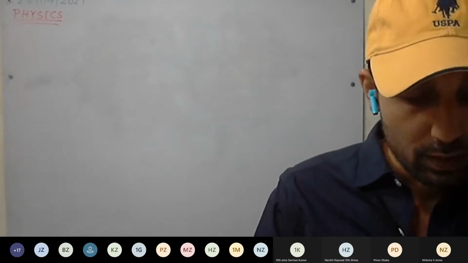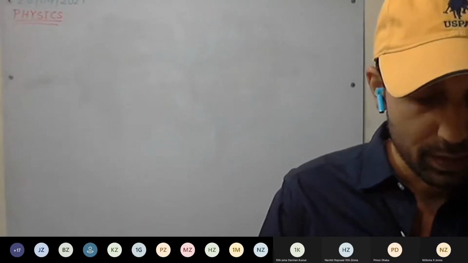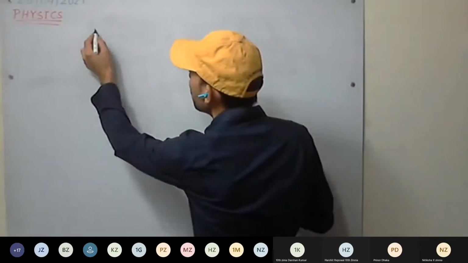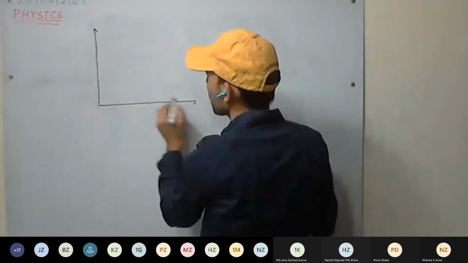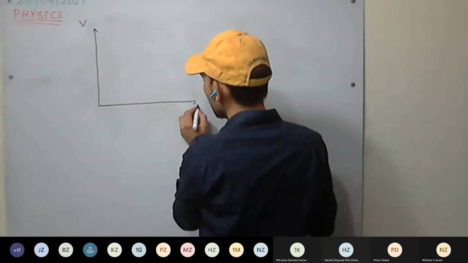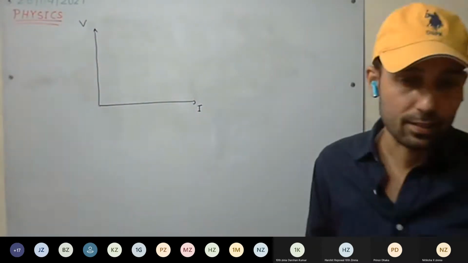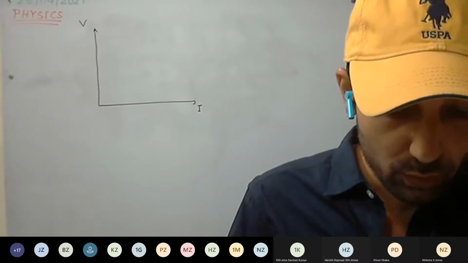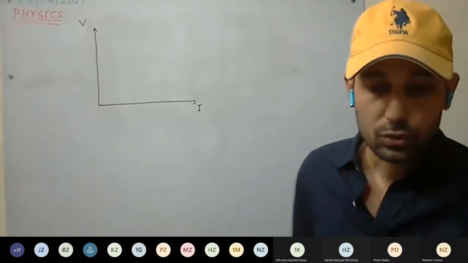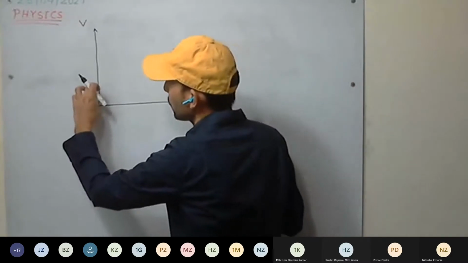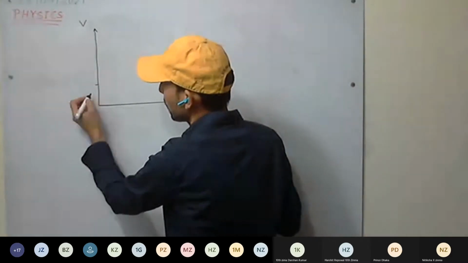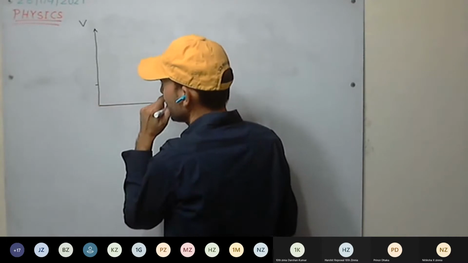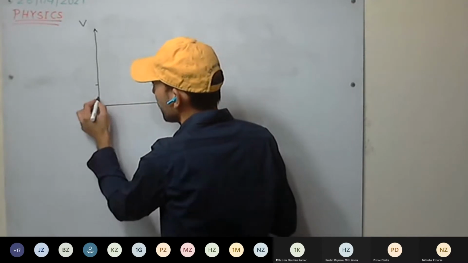In the experiment of verification of Ohm's law, these readings are obtained. Okay, this we will do on the board. So we have to draw the VI graph. VI graph means V on the y-axis, I on the x-axis. See, potential difference is 0.5, 1, 1.5, 2, 2.5. So 2 centimeters we can take as 0.5, or depending on you, you can take 1 centimeter as 0.5.